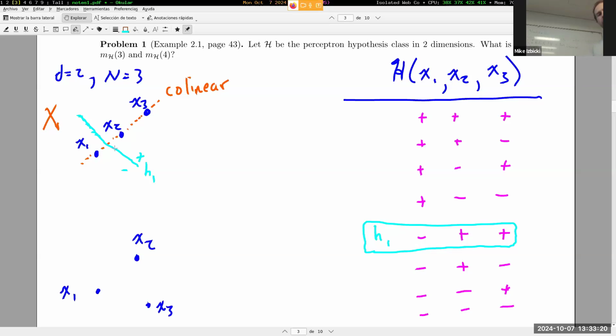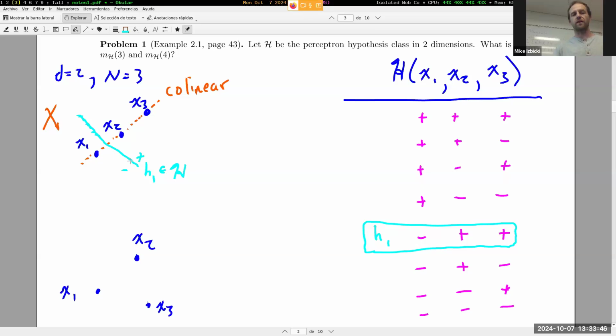So this H1 right here, we have realized this entry in the dichotomy here with a -1 because H1 is in fact contained in H. We've demonstrated that H1 is contained in H by drawing this line here, showing that there is some hypothesis. This is one of the valid perceptron hypotheses right here, and it is contained in H.